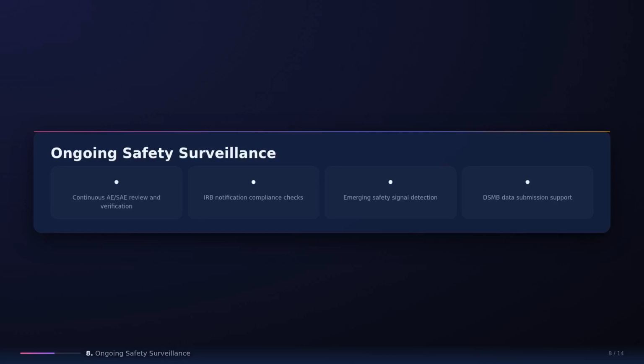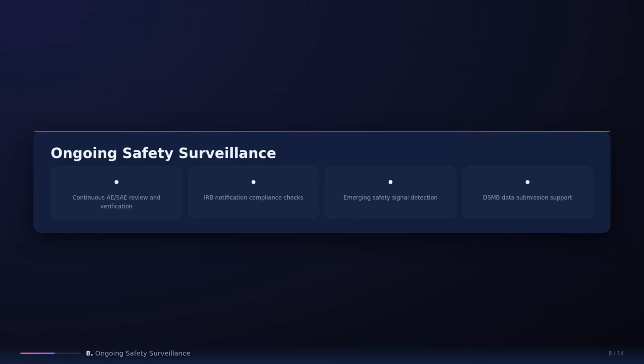The CRA reviews newly reported adverse events for completeness and accuracy, verifies that serious adverse events were reported within required timelines, and checks that the site has informed the IRB of all safety events as required.